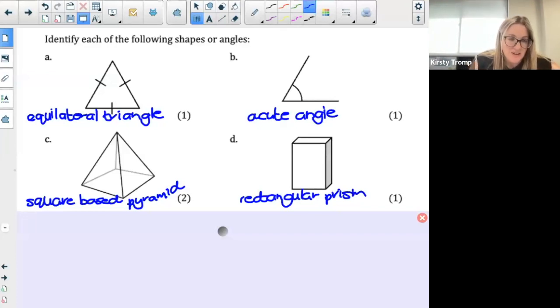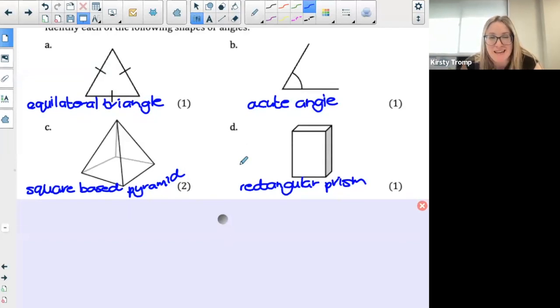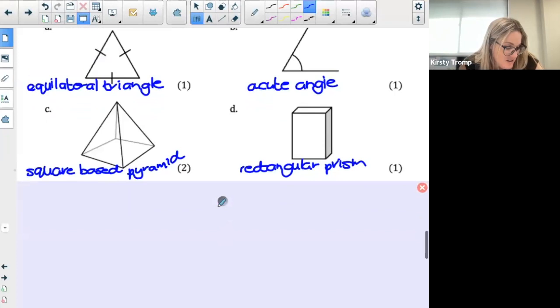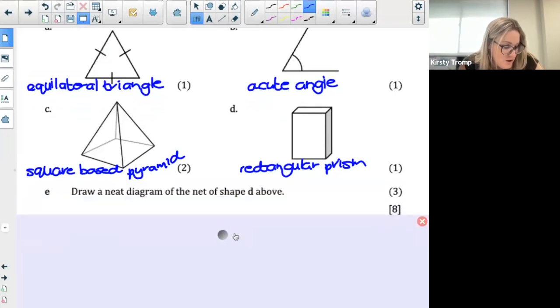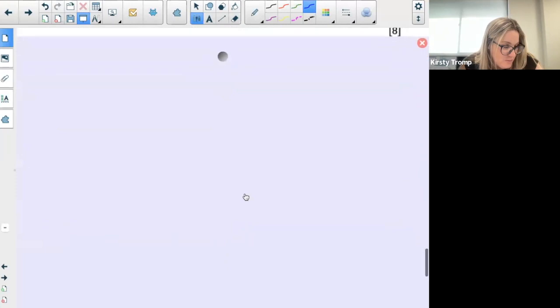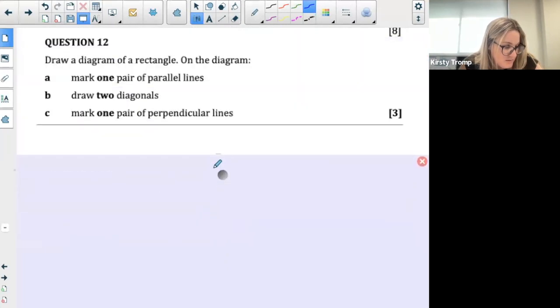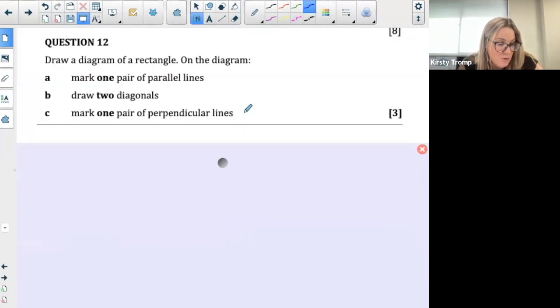Okay, guys, well done. We are tackling these so well. And just know that these exam results are going to be the best exam results yet. We are not going to draw a neat diagram. We are going to move on to our next question. It says, draw a diagram of a rectangle. On the diagram, you're going to mark one pair of parallel lines, draw 2 diagonals, and mark one pair of perpendicular lines.